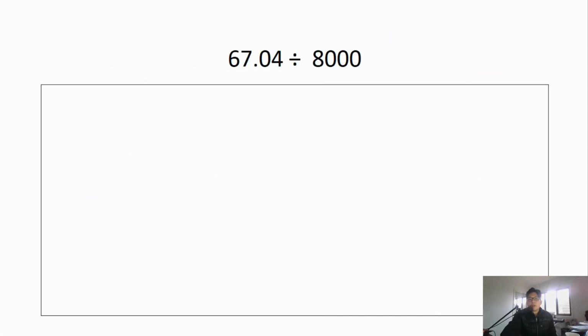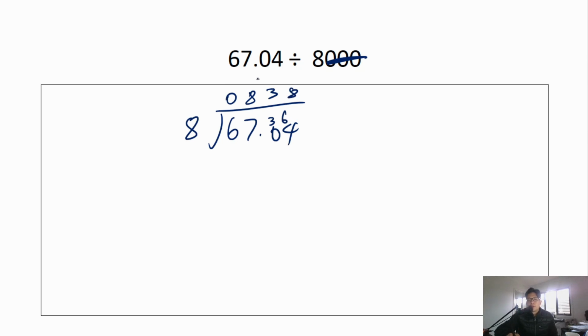Right, now we're going to have a go at dividing the decimal by a larger whole number. And in order to do this, we're going to ignore these 3 zeros to start off with. So we're going to imagine that it's 67.04 divided by 8. Let's do that first. 8 goes into 6 0 times. 8 goes into 67 a total of 8 times. The remainder of 3. 8 goes into 30 3 times. The remainder of 6. And 8 goes into 64 8 times with no remainder. So decimal point goes right above once again. So now we have 8.38.